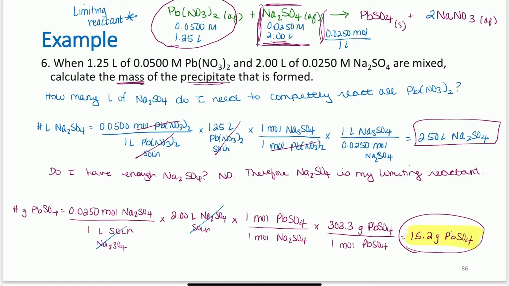Doesn't seem like very much. Seems like a pretty small amount of the solid coming out, but these are pretty weak concentrations here. So I'm not too surprised that it's such a small amount.